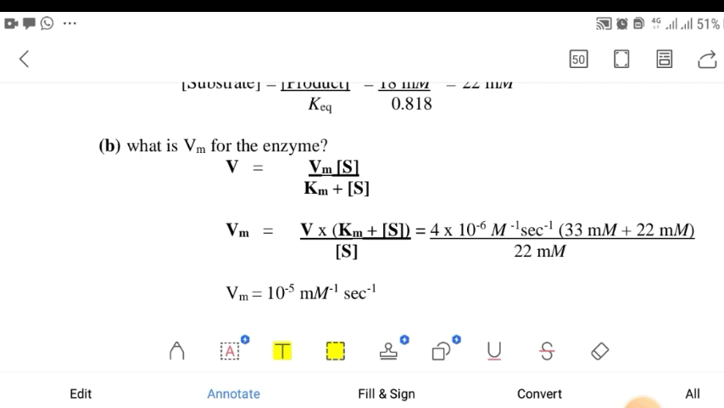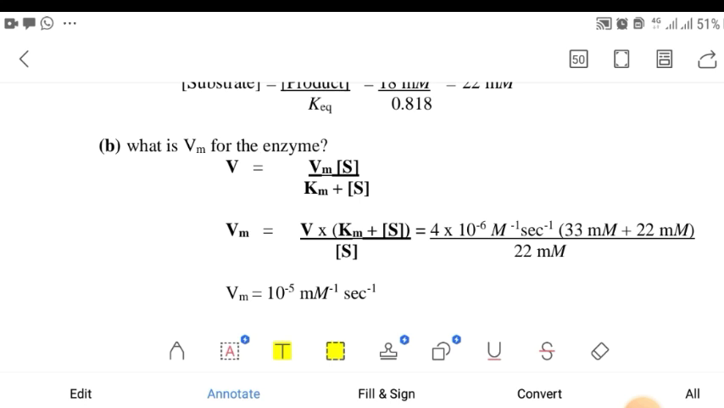Looking at all the variables, sometimes when you are doing this kind of calculation, there are two ways: either you use the units alongside, or you memorize the units, so that at the end of the day you just put the unit and you'll be able to get it. That's how we were able to get Vm equals 10 raised to the power minus 5. Once you use your calculator, you'll be able to get this.